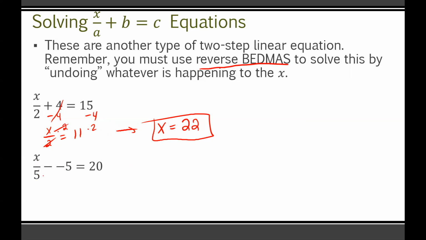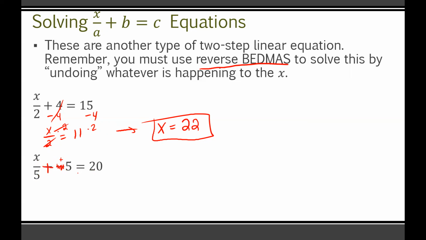Next question, x over 5 minus negative 5 equals 20. Now this right here, minus negative 5, I hate that. Cannot stand when I see a double negative kind of thing here. Drives me up the wall. What I want you to remember is when you have a minus and negative 5, that's the same thing as saying plus a positive 5. Okay, that makes your life a little bit easier here.